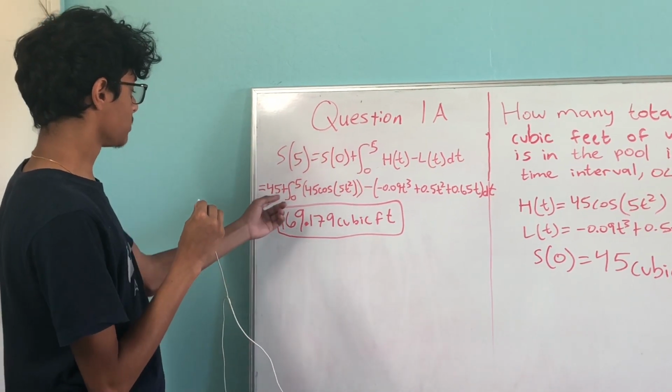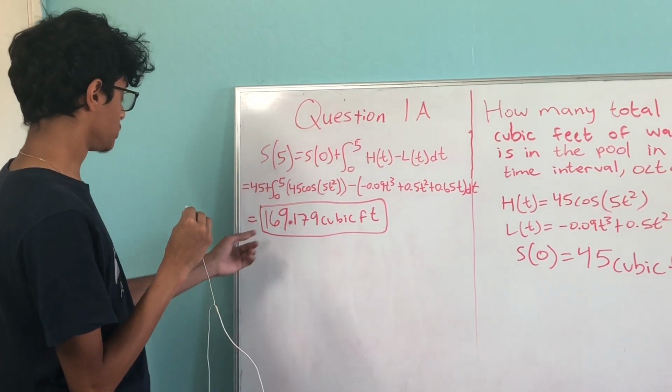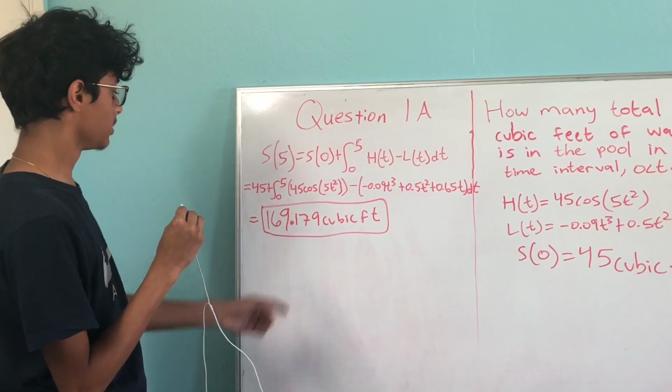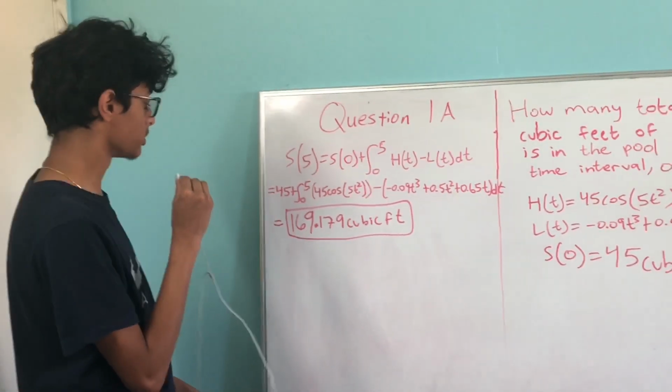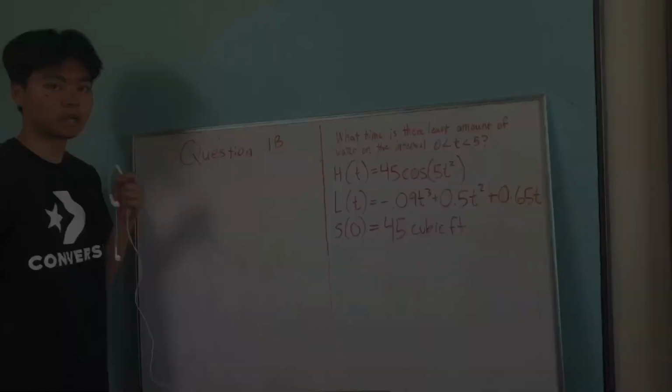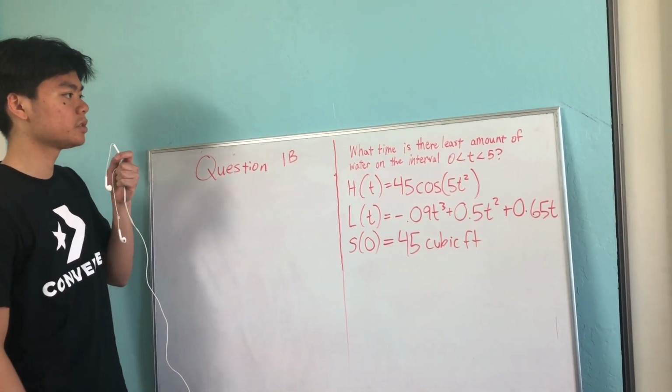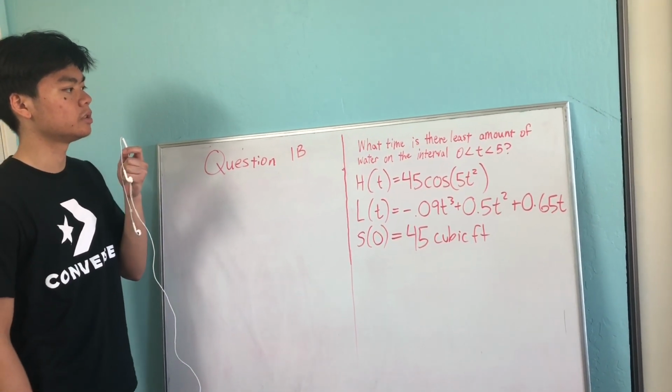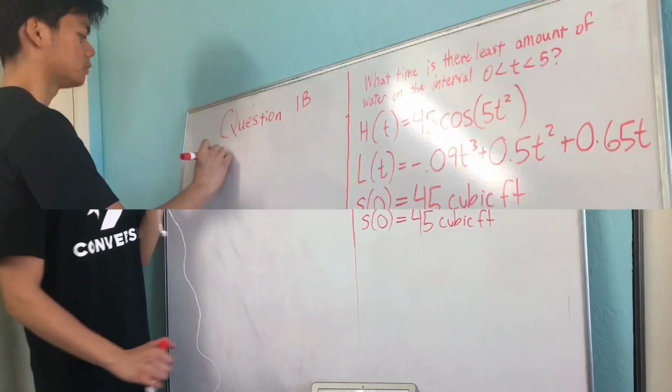So when you plug this into the TI, you get 169.179 cubic feet. Don't forget to truncate your answer to 3 decimal places. Now we'll answer question 1b. What time is there least amount of water on the interval 0 to 5 hours?